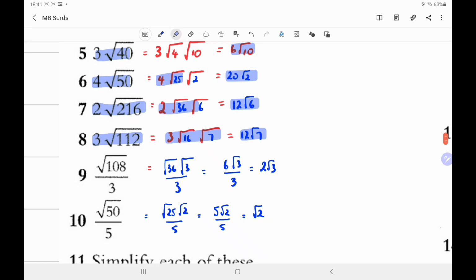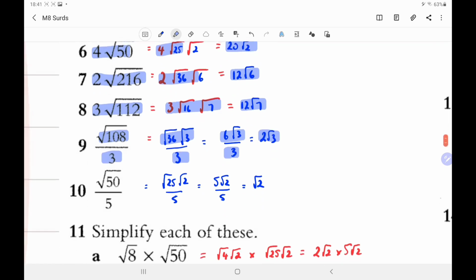Question 9, the square root of 108, express that as the square root of 36 times the square root of 3, which is 6 root 3, but you're dividing it all by 3, 6 in the top, 3 in the bottom. Leaves us with 2 root 3. Root 50 is root 25 by root 2, which is 5 root 2, but you're dividing by 5, so you're just left with root 2.